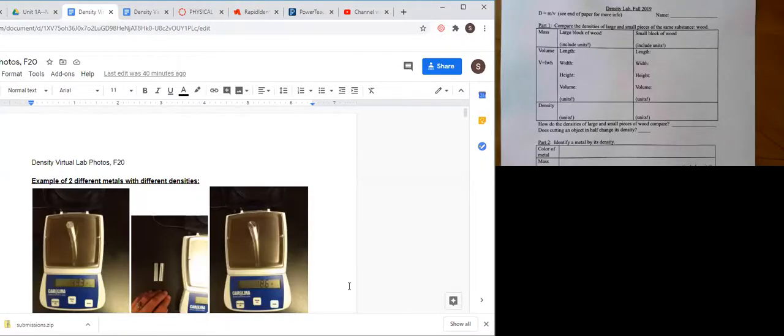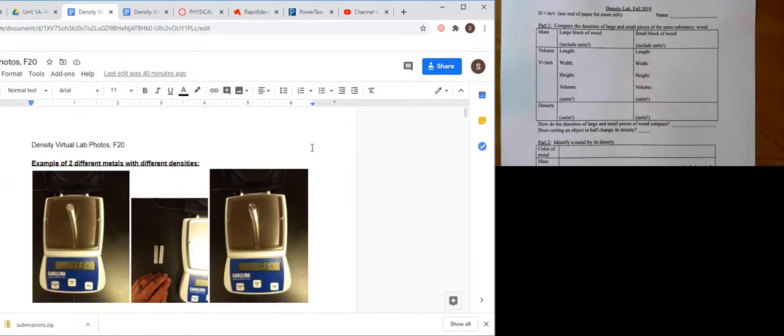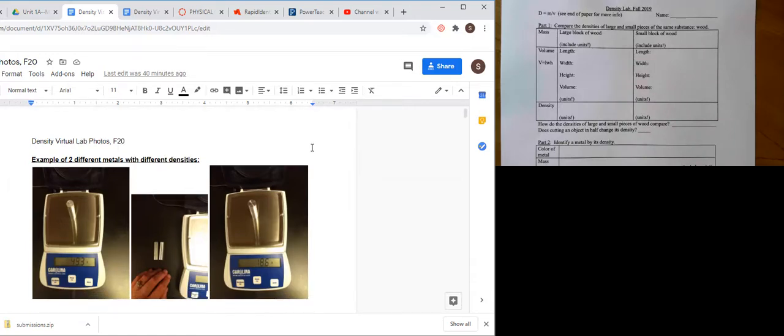We are going to do a virtual density lab today, but first I need to tell you a little bit about density. Density is how much something weighs for its size. For example, in the picture here are two pieces of metal. The one on the left has a mass of 49.3 grams. The one on the right has a mass of 18.6 grams.